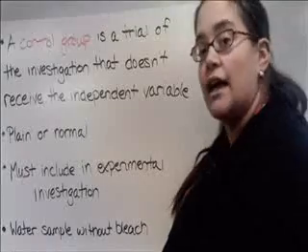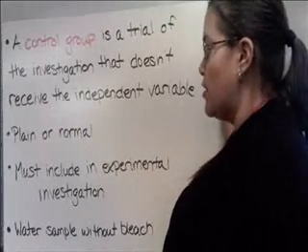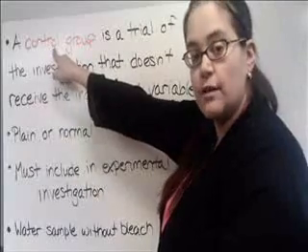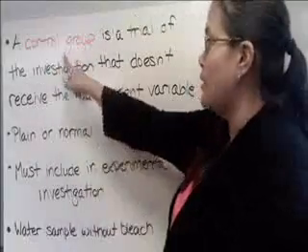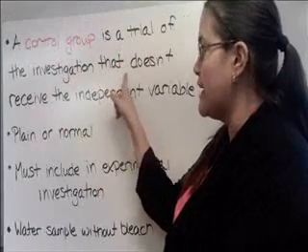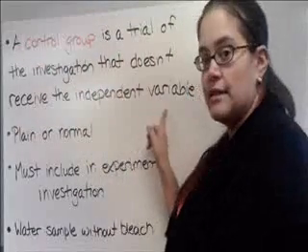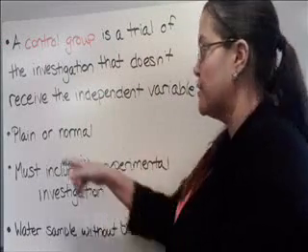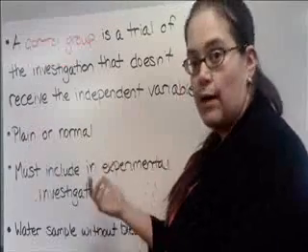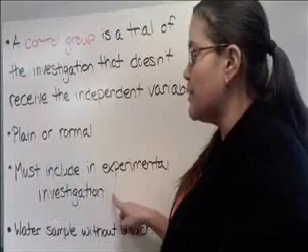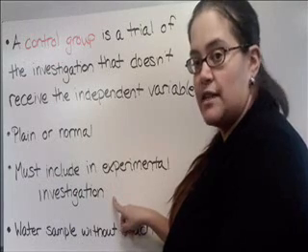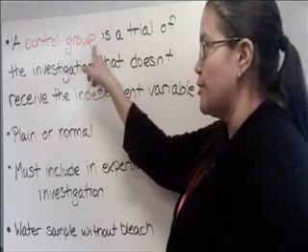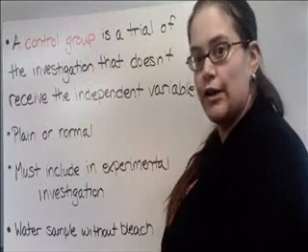And lastly, a control group. This is why I call constants and not controlled variables, because I don't want you to confuse it with the control group. So, a control group is a trial of the investigation that doesn't receive the independent variable. So you're not testing this trial. There's nothing changed about it. It's plain or normal. That's how I think of it. You must include a control group if you do an experimental investigation. It's required. Some comparative investigations can have a control group, but not all of them. It depends on what you're doing.